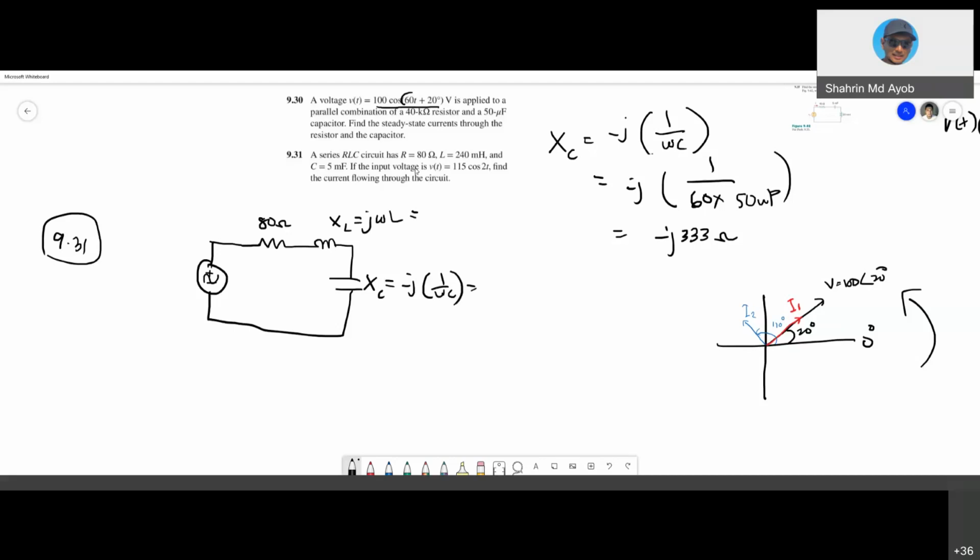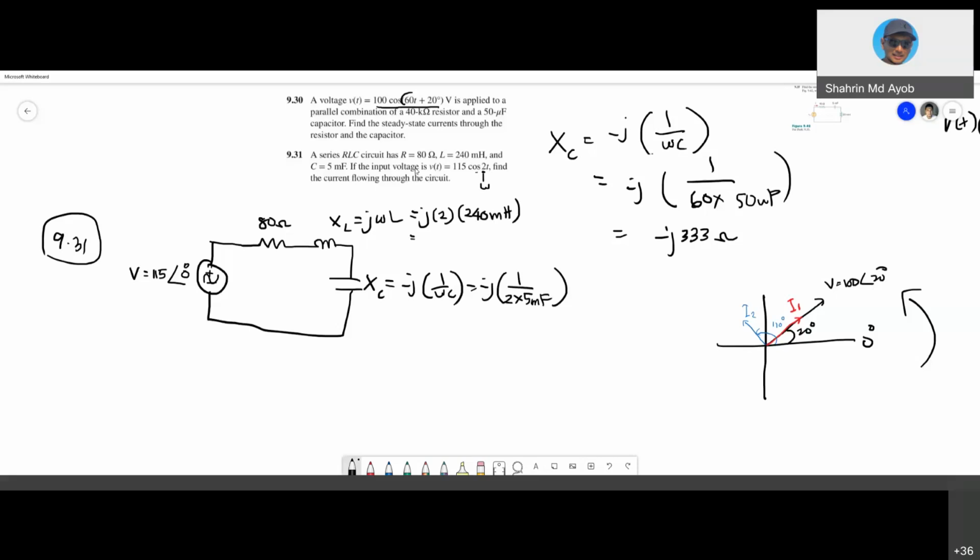So calculate. And the voltage here, the phasor domain of the voltage is 115 with an angle of 0 degrees. There is no phase. This one is omega, so j 2, omega is 2, multiplied with the inductor value in millihenry. And this one is negative j 1 over 2, multiplied with the capacitor value 5 millifarad. So what are the values?